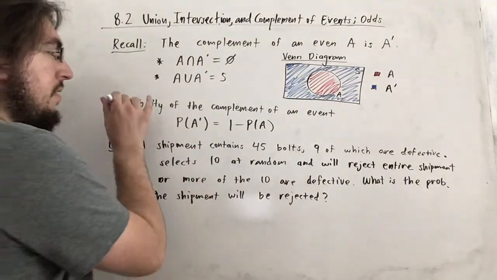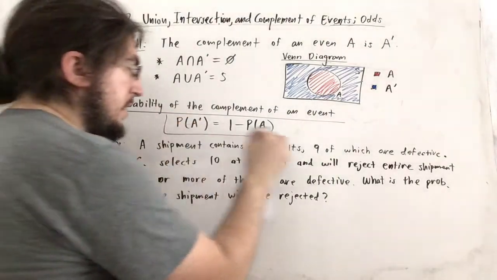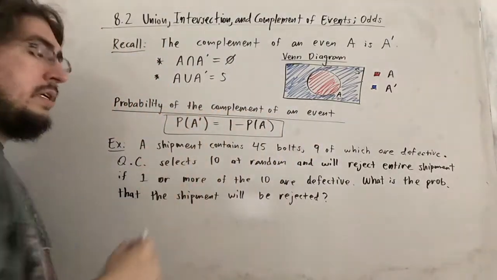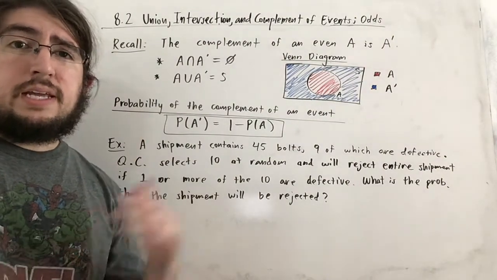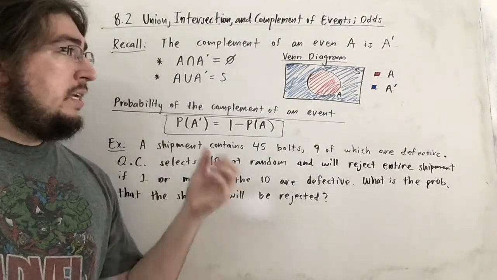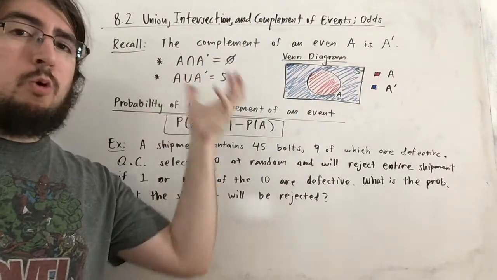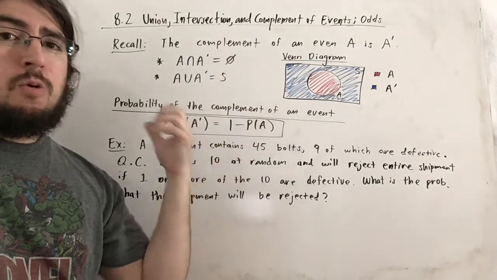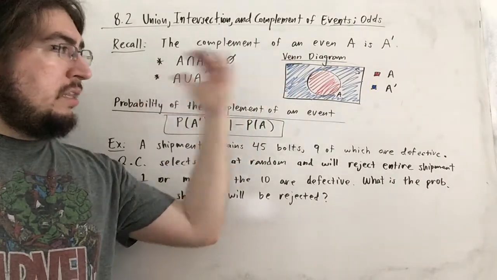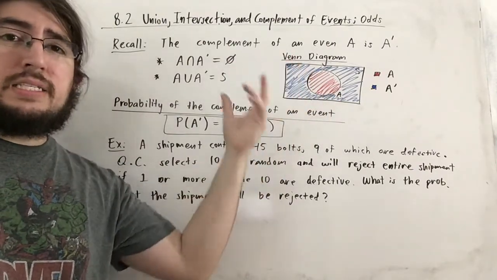Now, the probability of the complement of an event is this following equation here. And this is basically due to how you count the amount of things in the complement of a set. Since the union of the set and its complement is just the whole universal set, or again in this case, the sample space, the number of things in the complement is just the number of things in the sample space minus the number of things that are in the set itself.